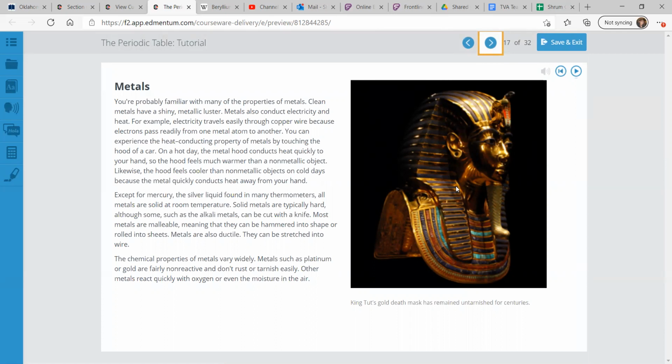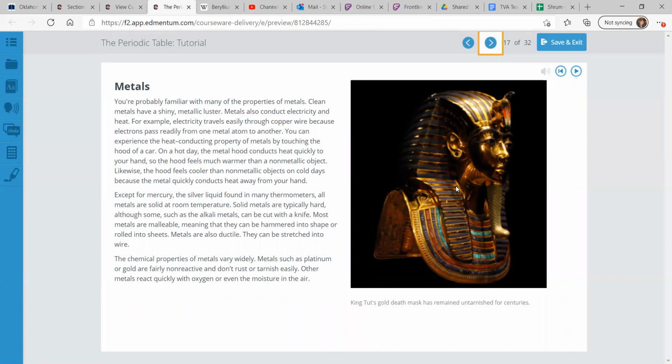Metals, you're probably familiar with many of the properties of metals. Clean metals have a shiny metallic luster. They also conduct electricity and heat. For example, electricity travels easily through copper wire because electrons pass readily from one metal atom to another. So that's why anything dealing with electricity, there's a lot of copper being used.